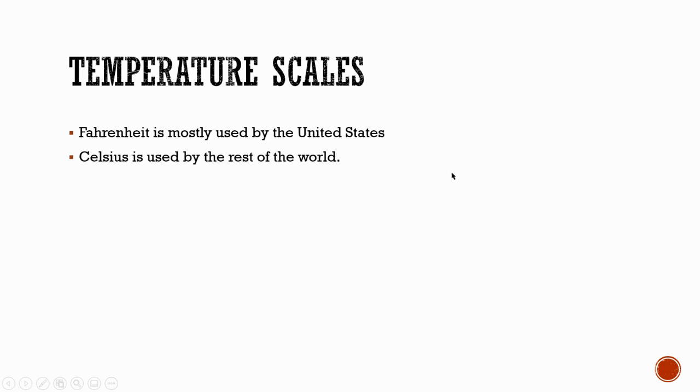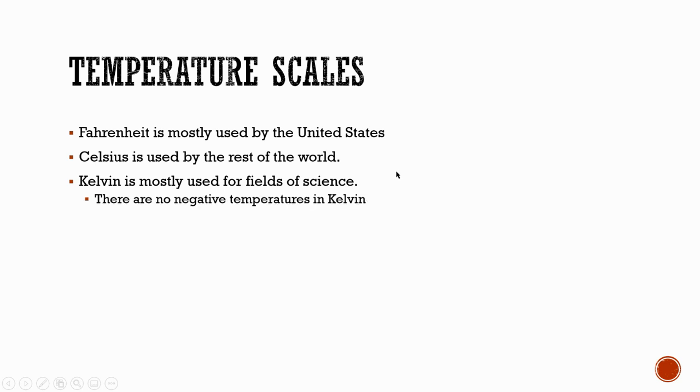So Fahrenheit is mostly used in the United States, Celsius is used by the rest of the world, and Kelvin is used mostly for fields of science and for different calculations. Because it does not have negative values, it lends itself to mathematical equations a little bit more easily.